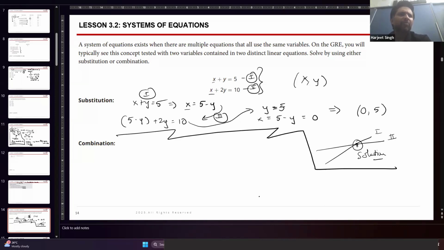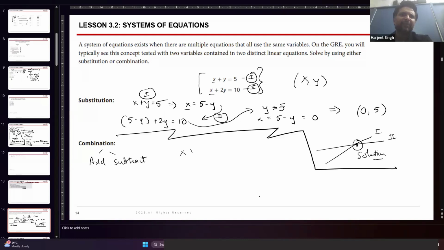Second method is combination, which means intelligently trying to understand what can be eliminated by directly working at equation level. There are two types of combinations, either add or subtract, depending on what is the construct. For instance, here we have second equation as x plus 2y equal to 10, and first as x plus y equal to 5. Now, when I subtract 1 from 2, clearly one variable will get eliminated, which is x.